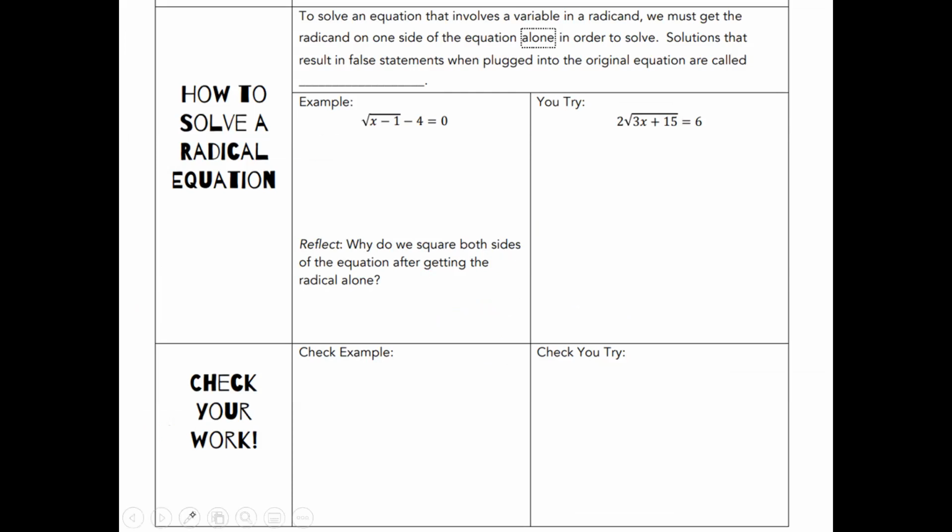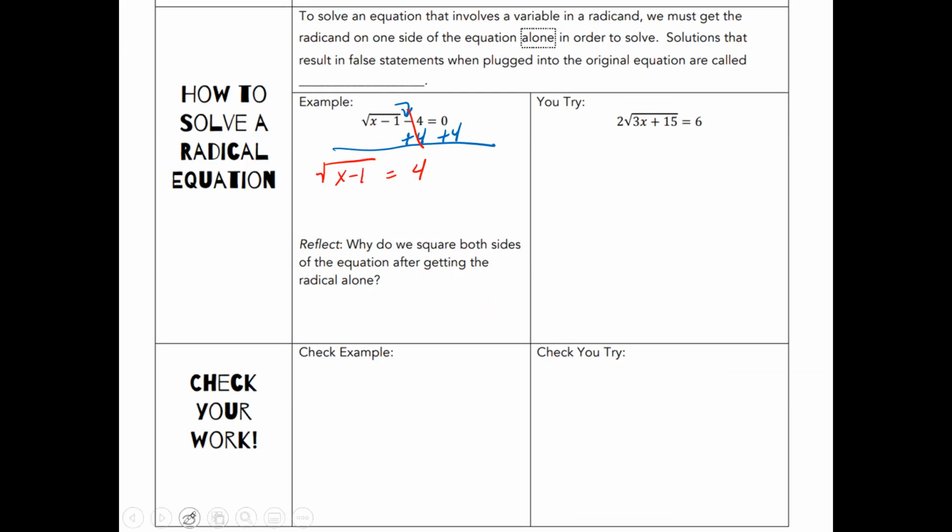Well, first, let's get the radical alone. It's not alone, you have a -4 right there that's outside of the square root. So how do you go about getting rid of that -4? The opposite of a -4 is a +4, so I'm just going to add 4 on both sides. When I do that, the -4 cancels. Square root of x minus 1 equals 0 plus 4, which is just 4.